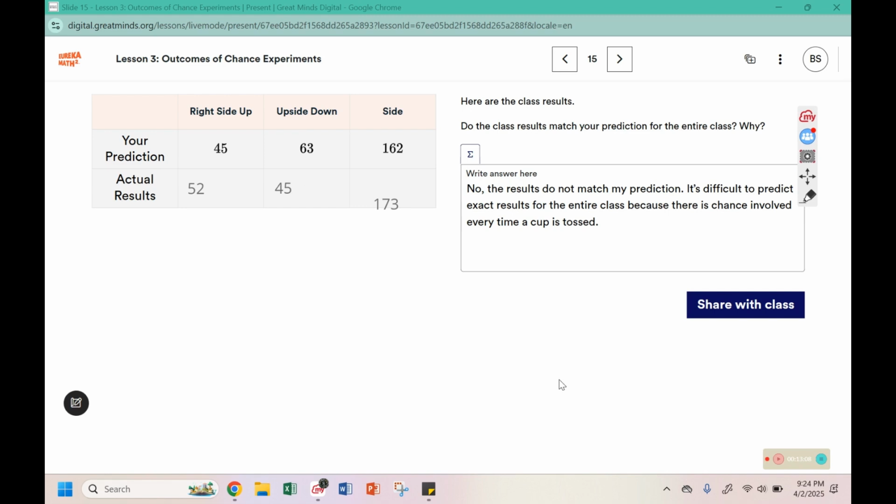We can see that it's not very easy to predict the exact result for an entire class because every time we flip the cup over or toss the cup, there's a piece of chance involved. The more that we do these experiments, the closer we are going to get to a more accurate prediction. Instead of tossing it 30 times, if I would have tossed it 50 times, I may be able to make my prediction even closer. But every time we flip that cup or toss that cup, there's a piece of chance that's involved.